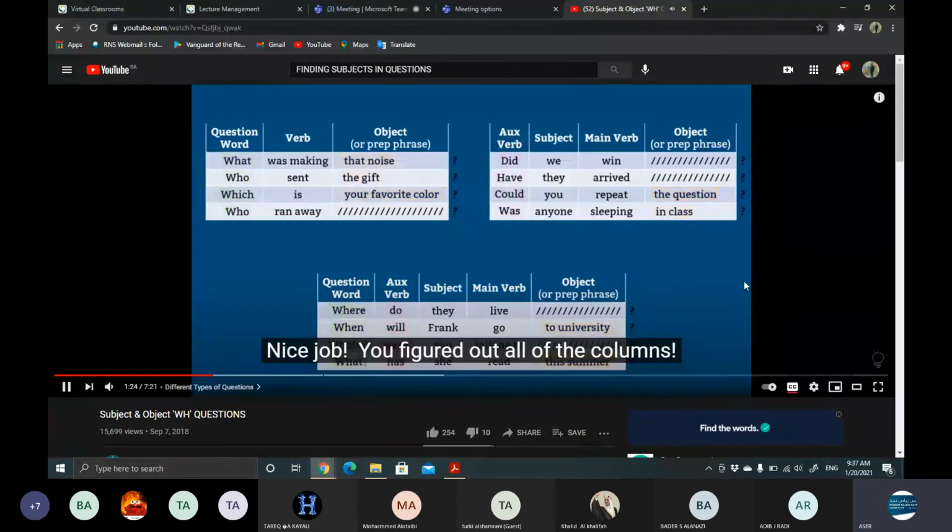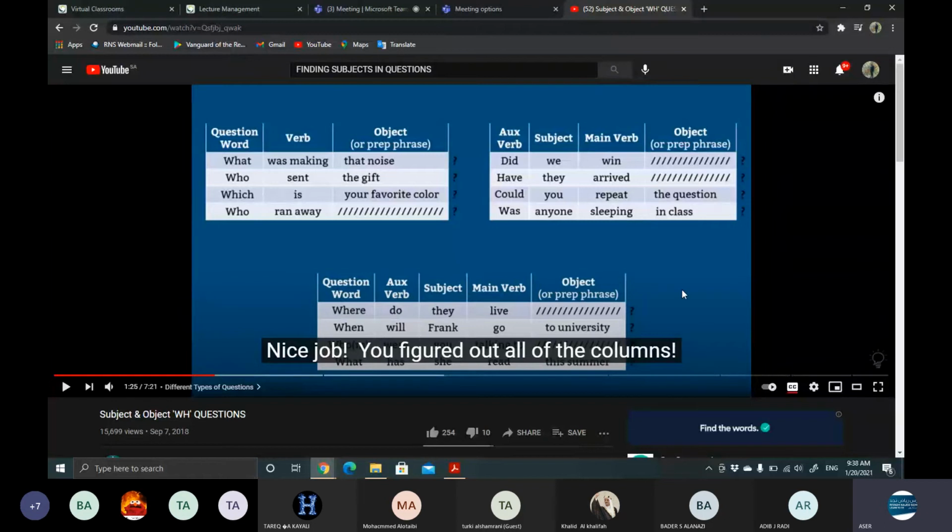You figured out all of the columns. So this is the rational arrangement of any question. You will start the question using the question word you have. After that, you will bring the auxiliary verb or the modal verb. Later, you will bring the subject. So if you need to find the subject directly in the question, you just need to know the arrangement of any question: starting with the question word, after that the auxiliary verb, and then we bring the subject. So just memorize this arrangement of question.